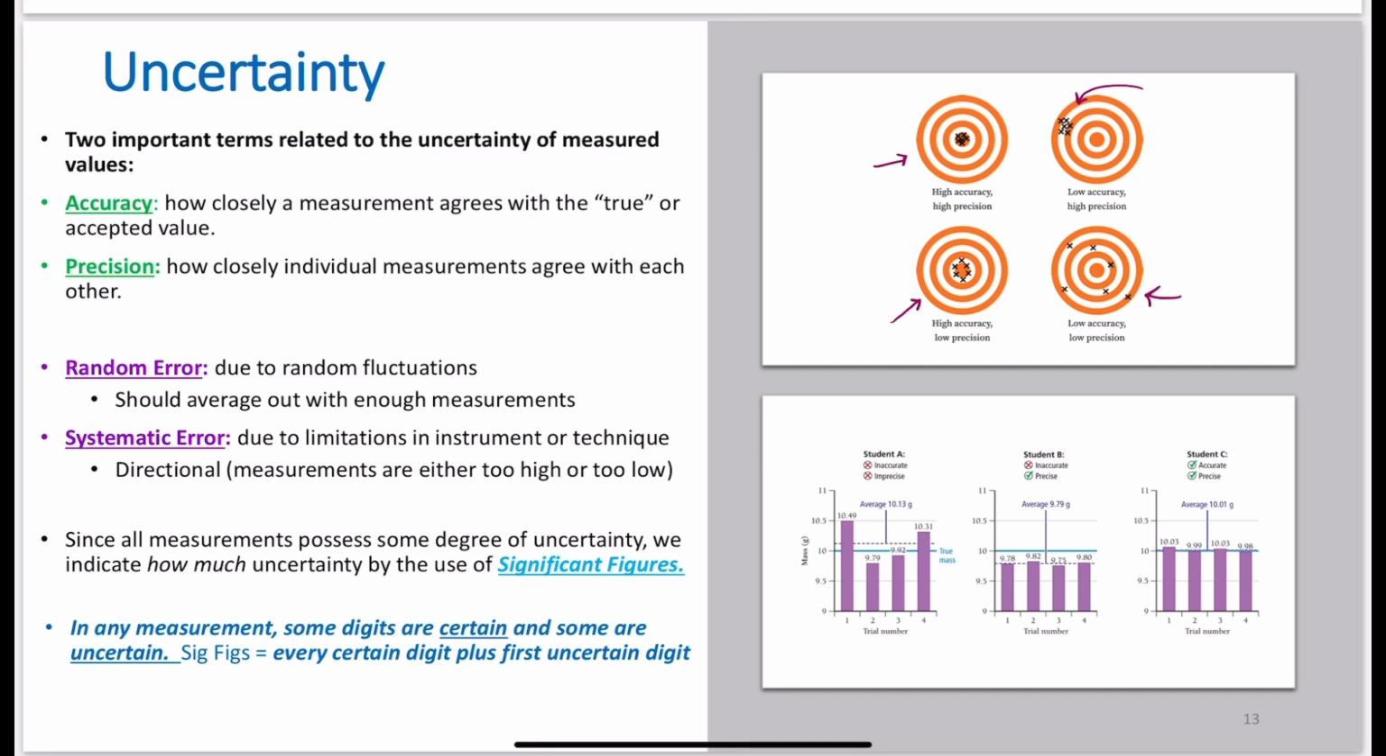We don't care about the directionality of the error. But let's say we're measuring something and we're always getting a value 5% too low. That is a systematic error. Something is wrong with the measurement we're using.